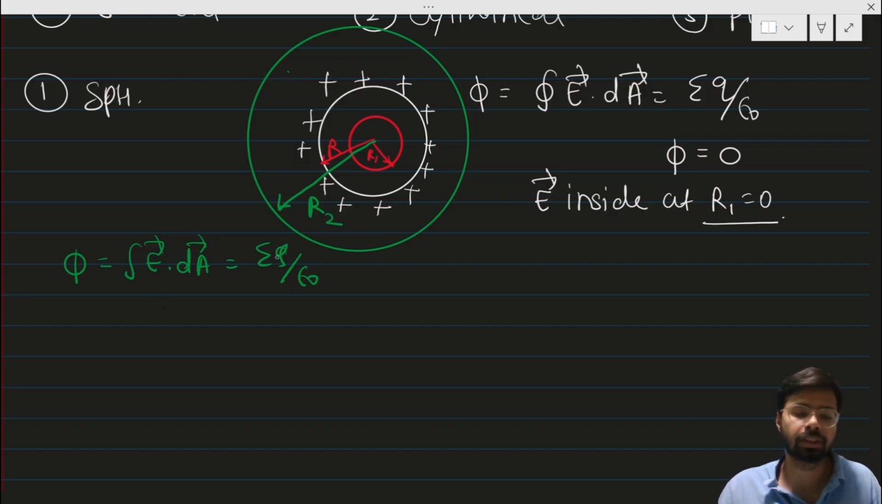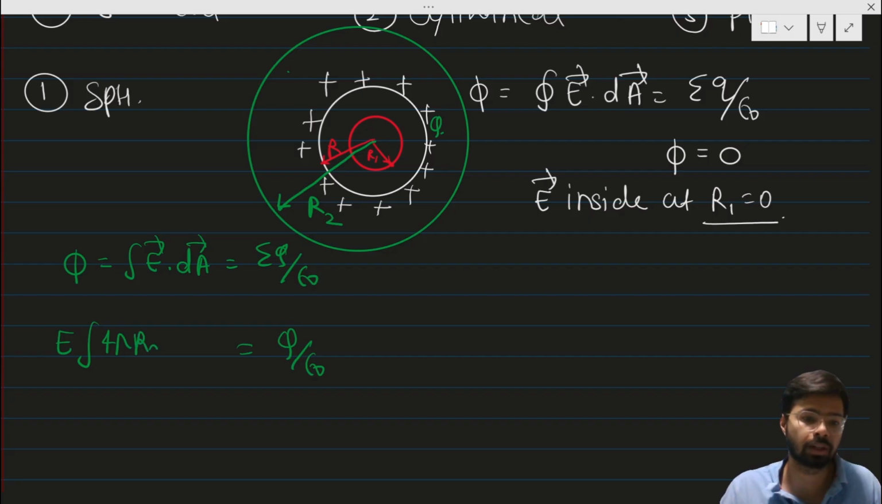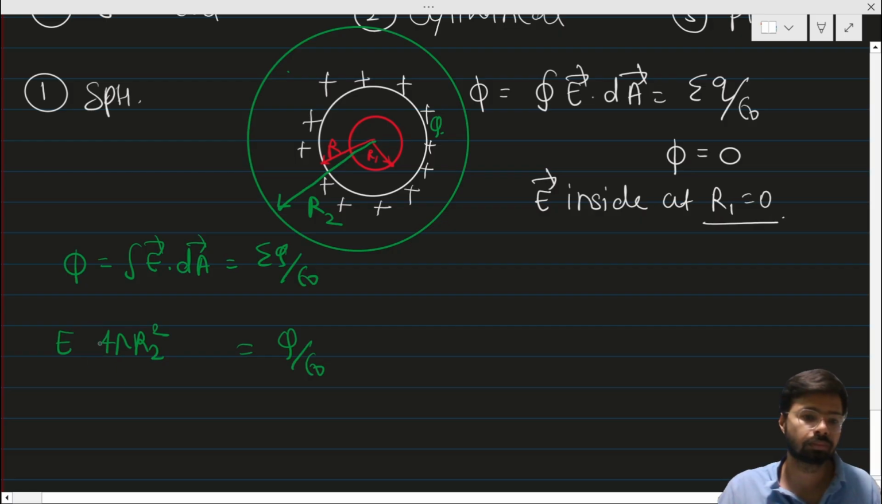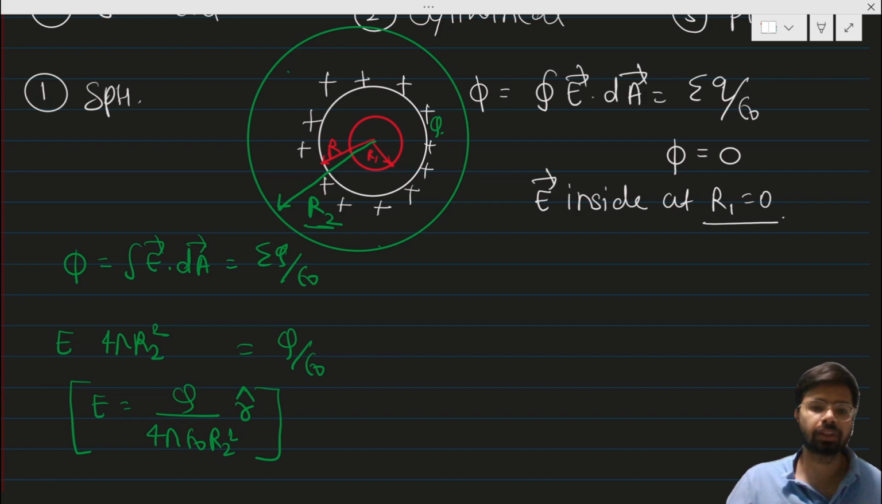So this is charge q, and this is q over epsilon naught. Electric field is constant, so electric field can be put outside, and dA is 4 pi r2 square. So the integration is gone. So E is equal to q over 4 pi epsilon naught r2 square r cap. This is the electric field at point r2. This is the case of the spherically symmetrical case.